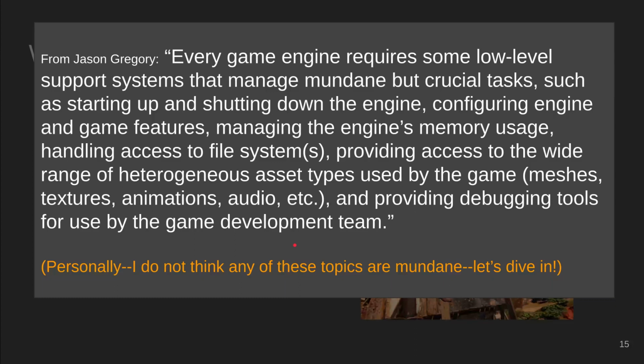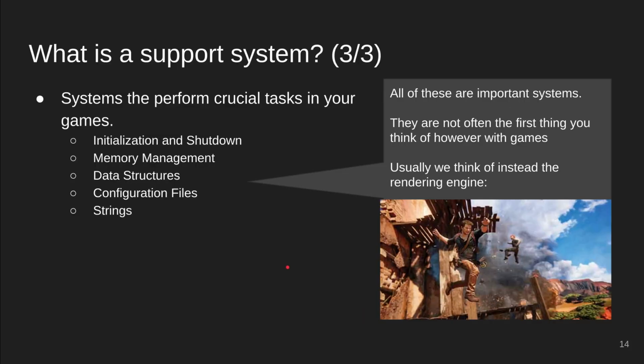This is from our author, Jason Gregory. He says, every game engine requires some low-level support systems that manage mundane but crucial tasks, such as starting up and shutting down the engine, configuring engine and game features, managing the engine's memory usage, handling access to file systems, providing access to the wide range of heterogeneous asset types used by the game, things like meshes, textures, animation, etc., and providing debugging tools for use by the game development team. And then, of course, I don't think any of these topics are mundane. These are things you're going to work on in any type of software at some level. You'll touch on some of these topics.